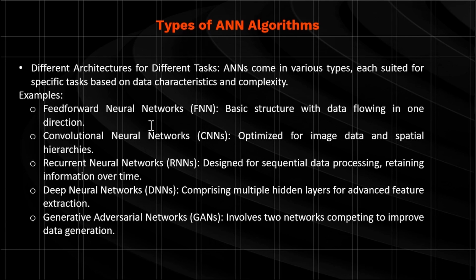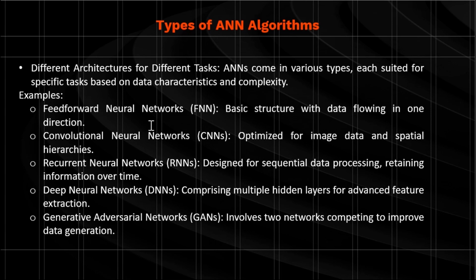Next, we have the deep neural networks, or DNNs. They have multiple hidden layers, enabling them to capture more detailed and complex features. They are used in tasks that require intricate pattern recognition, like, for example, we can say speech recognition.